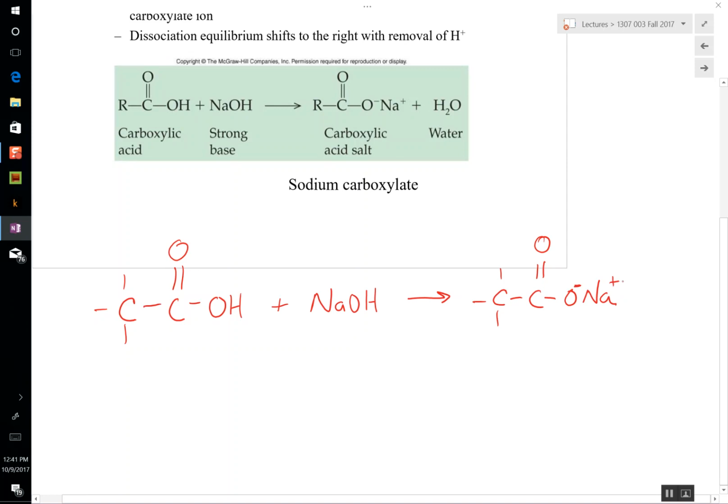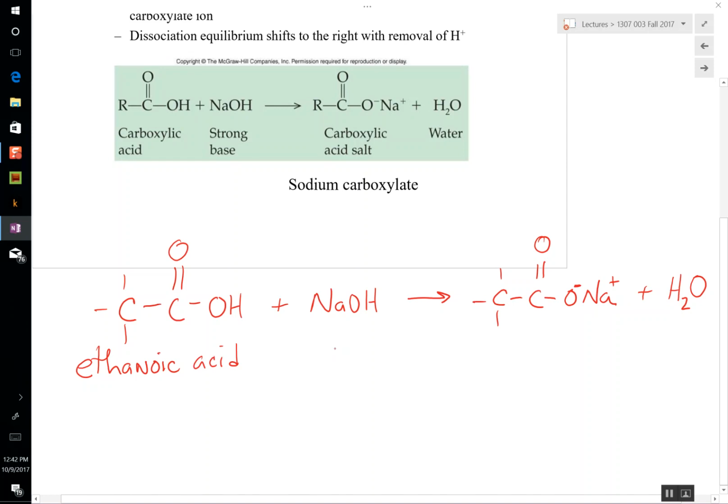That's a salt. That's ions and water. Here's your hydrogen and your OH forming your water. So this is, well, I said acetic acid, but the IUPAC name is ethanoic acid plus sodium hydroxide.